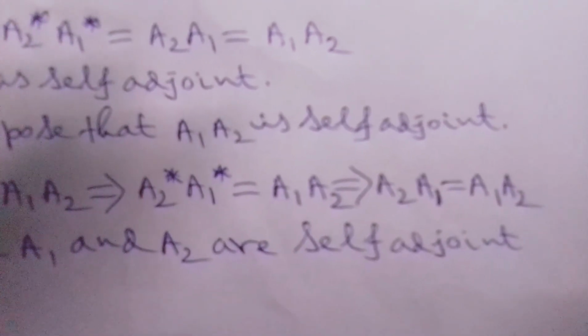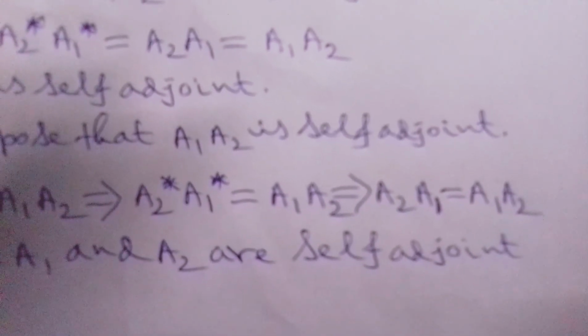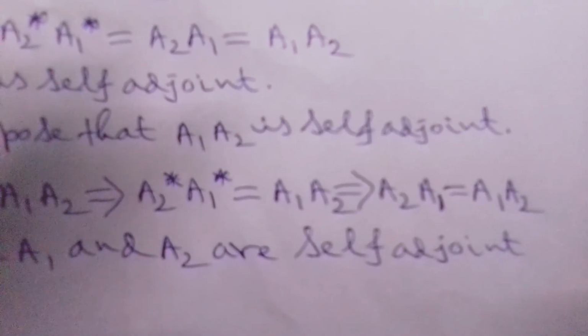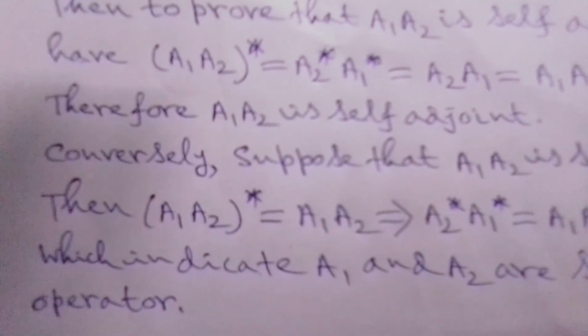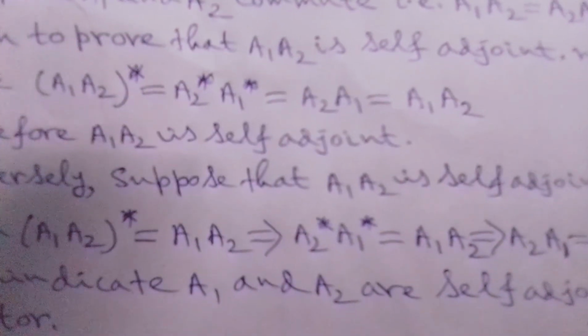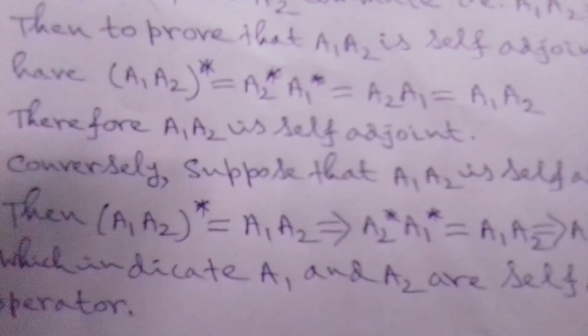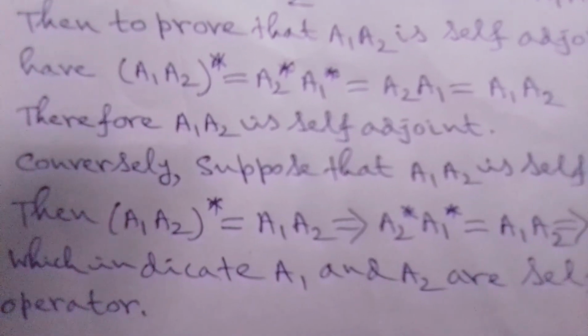So finally we get back our result, A2 A1 is equal to A1 A2. This is the condition of commutation, the commutative property, which indicates that A1 A2 is a self-adjoint operator. So finally we have proved our desired result.